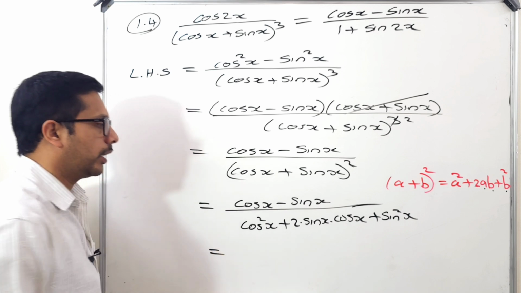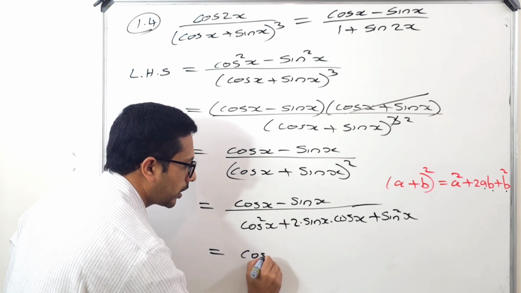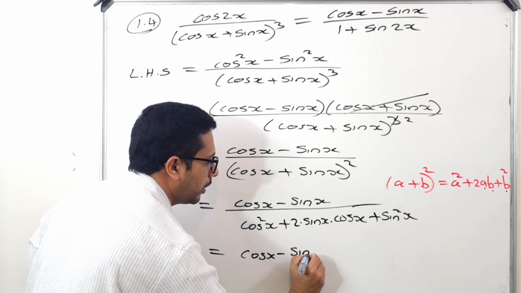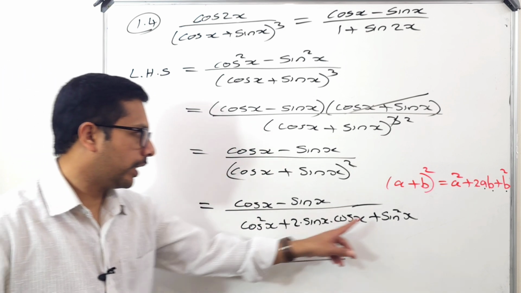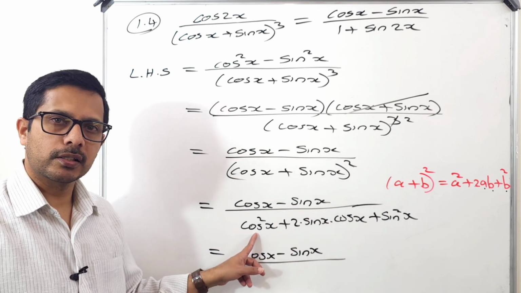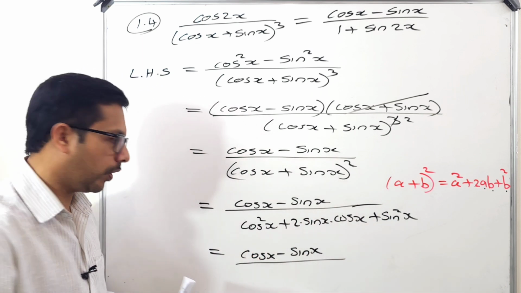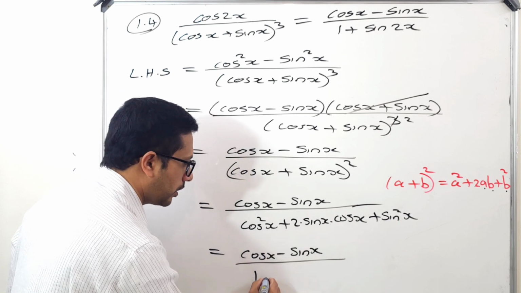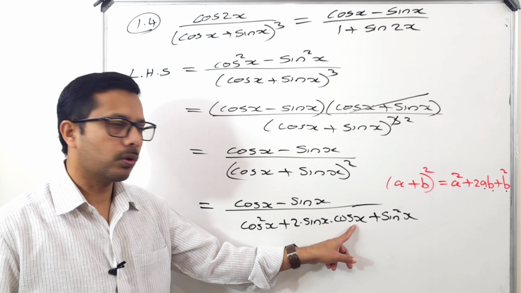Yeah, we are almost there, guys. Cos x minus sin x, the whole divided by, tell me what is this, sin square x plus cos square x? Yeah, we know that identity. Sin square x plus cos square x is 1. So it is 1. What is the symbol here? Plus. Tell me what is this one? 2 sin x cos x.